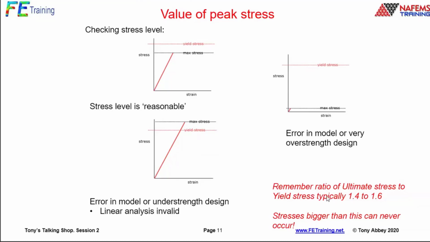Now, remember the ratio of ultimate stress to yield stress in the typical metallic materials we're using is going to lie somewhere between 1.4 to 1.6. In fact, the classic aerospace ratio of limit to ultimate of 1.5 came from the early days of using aluminiums, where that was the typical kind of ratio. So that's where that scaling factor came from originally. So the physics is saying we can't get much more than 1.5 or 1.6 times the yield stress, even if we did a nonlinear analysis. So stresses bigger than this physically can't occur. So it's very embarrassing when we report these in the analysis.